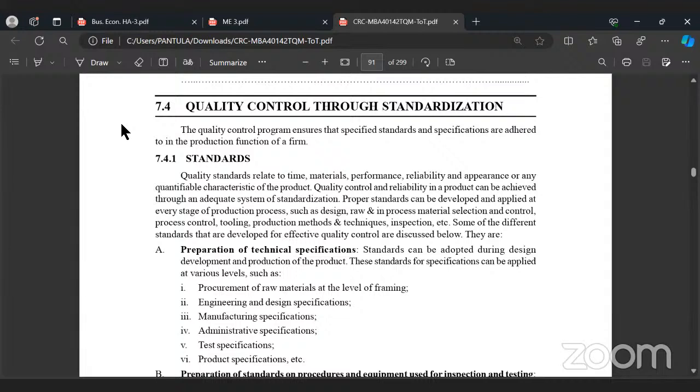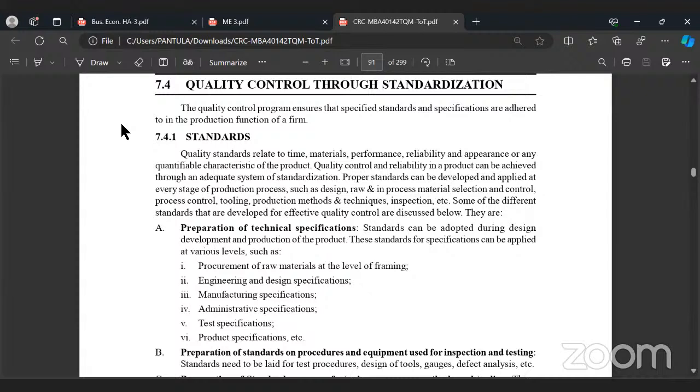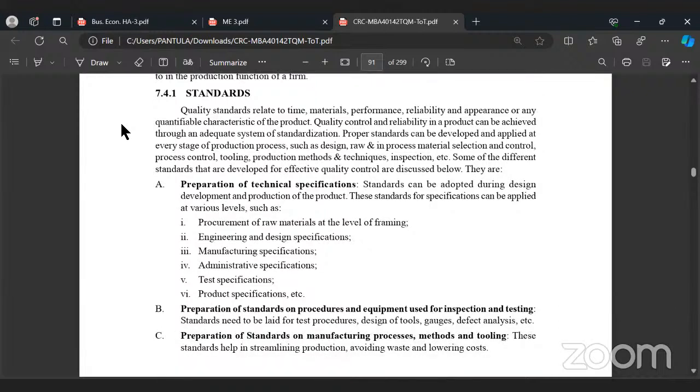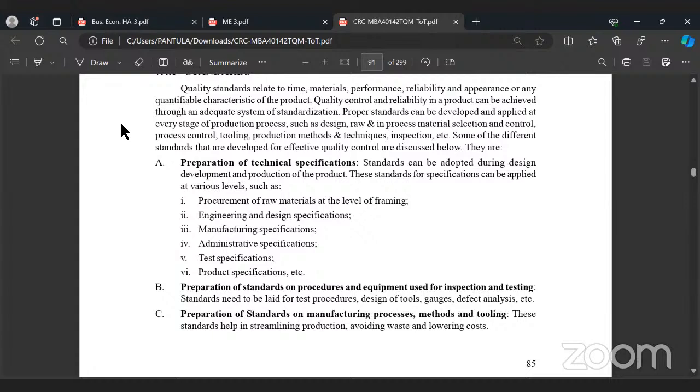Here, standardization is related to time, material, performance, and reliability of operation, at any qualifiable characteristics of a product. So quality control and reliability in a product can be achieved through an adequate system and standardization. Proper standards can be developed and applied at every stage of the production process, such as design, raw and in-progress material selection, process control, tooling, production methods, techniques, inspection, etc. Different standards are developed for effective quality control.